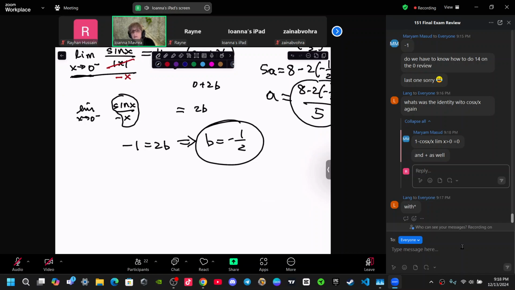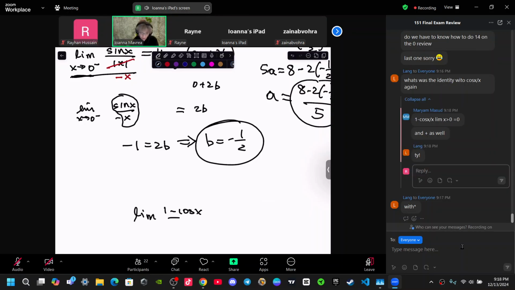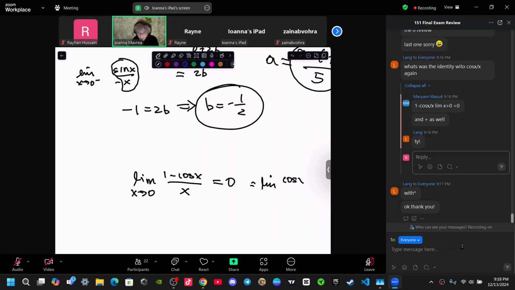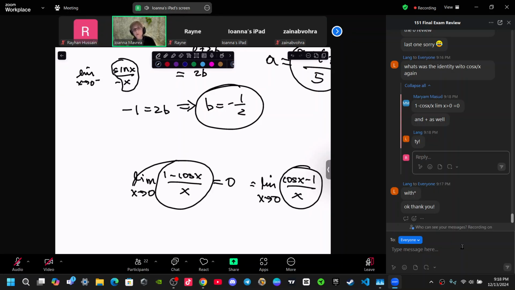Right. So Miriam is right. You can either do 1 minus cosine x over x as x goes to 0. Since this is 0, so is the limit of cosine x minus 1 over x. Whatever this limit is, this is the opposite number. Since 0 and minus 0 are the same thing, they're both 0.